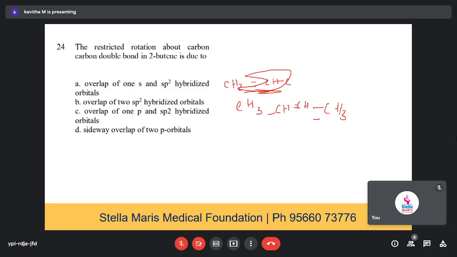Already we have sp2 hybridization for carbon, and that sp2 with s is the CH bond, and the CC single bond is due to two sp2 hybrid orbitals. The answer is the sideways overlap. The answer is D for this. This is due to sideways overlap.